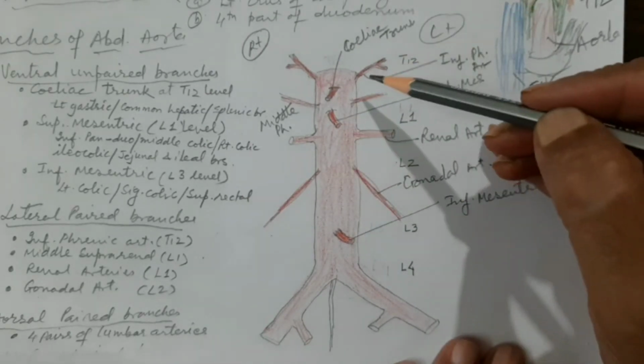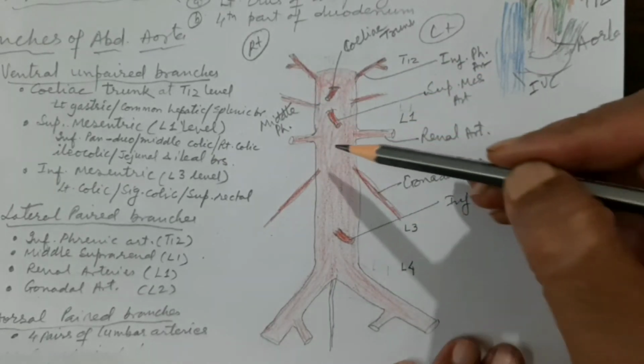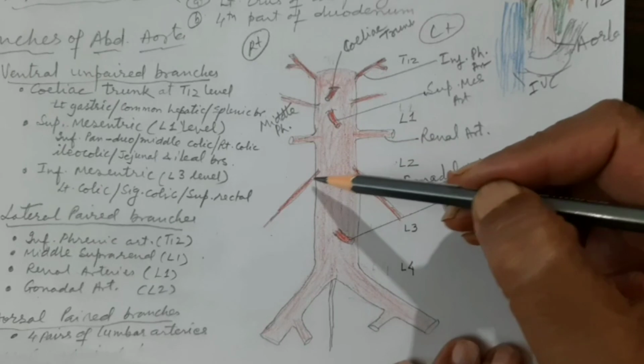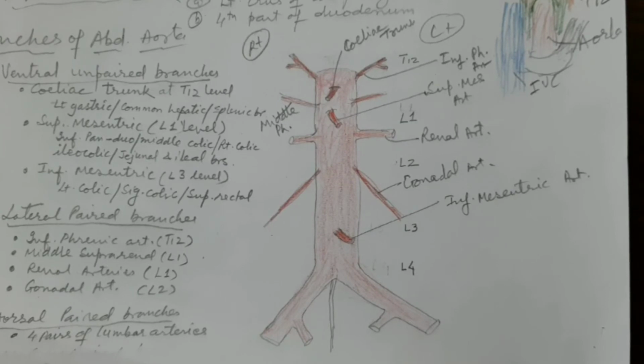Which was first? Inferior phrenic. Which was second? The middle phrenic. Which was third? The renal arteries. And the fourth, the gonadal arteries, testicular or ovarian. See, these were the two different classes or types of arteries. One was taking origin from the ventral aspect, unpaired, single arteries. The second was taking origin from the lateral side, but they were paired.